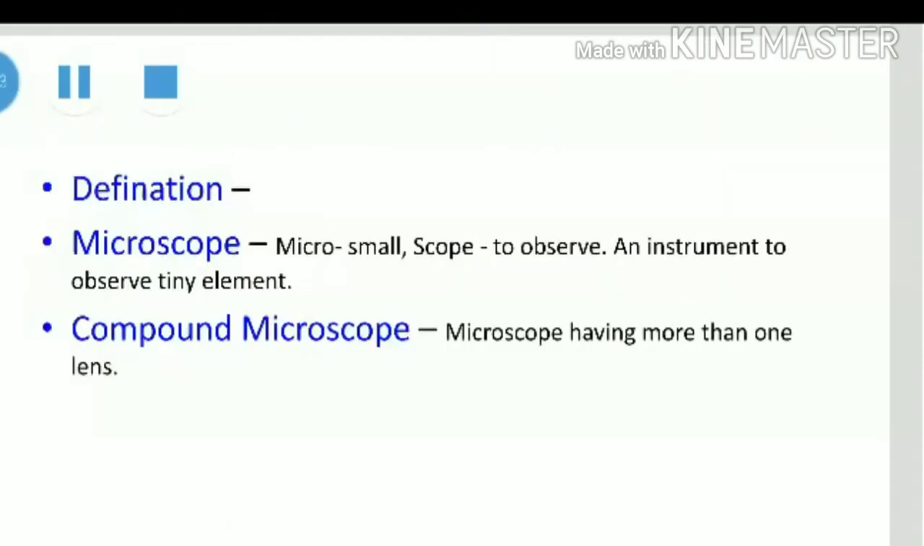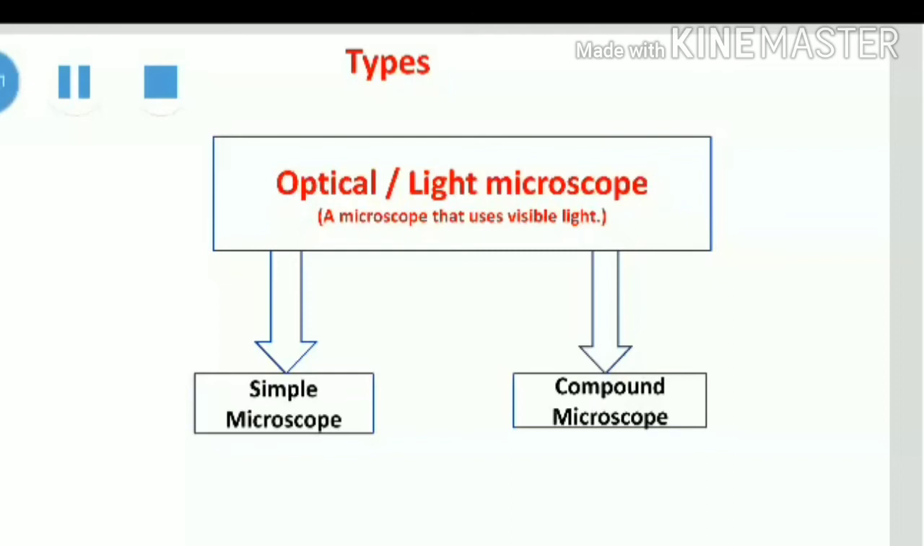Now let's see the definition. First is microscope. Microscope means micro means small, scope means to observe, an instrument to observe tiny elements. And compound microscope means a microscope having more than one lens. Now let's see the types of microscope. An optical or light microscope means a microscope that uses visible light. This optical microscope can be classified into two: first is the simple microscope and second is the compound microscope.